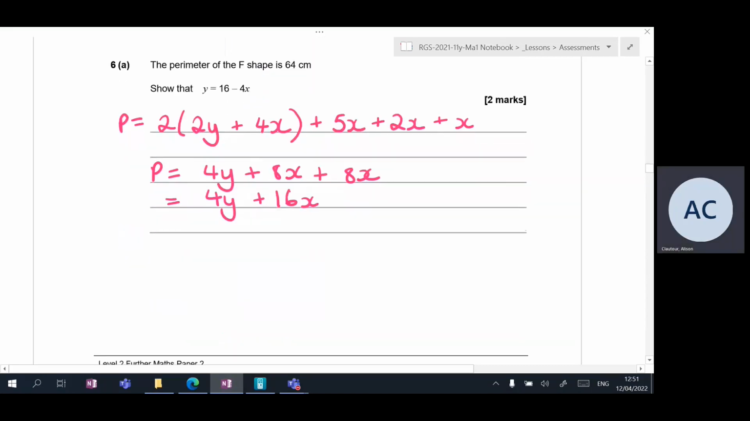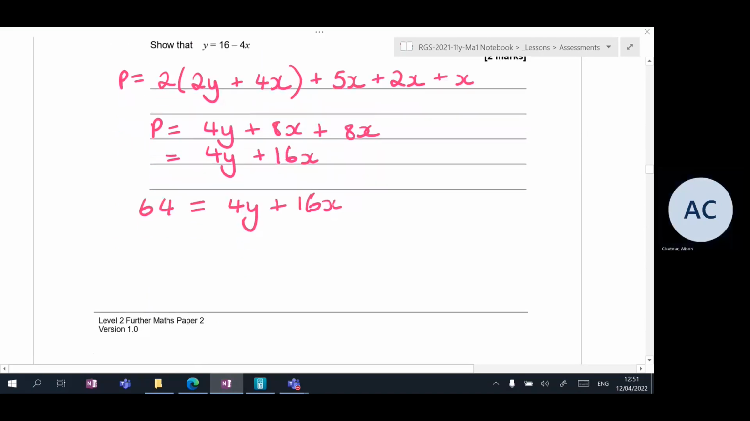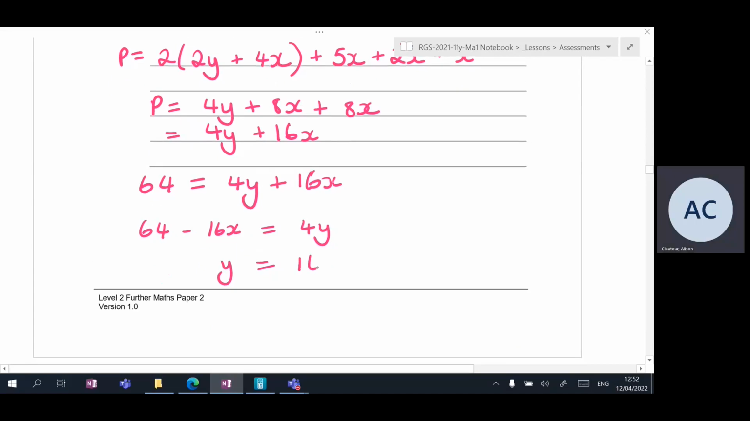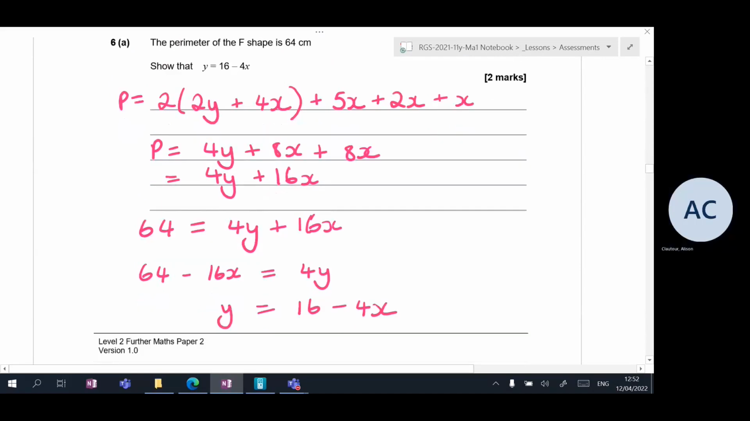Okay, and then it also tells you the perimeter is 64. So the expression we just worked out is equal to 64. So if we're trying to rearrange that to find y, 64 minus 16x is 4y. So if we divide through by 4, then we've got 16 minus 4x. Okay.